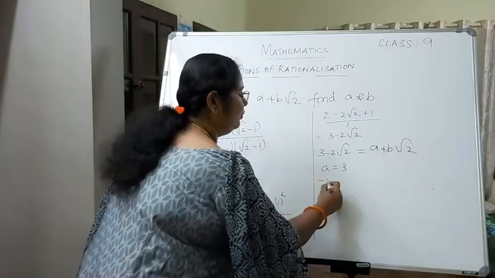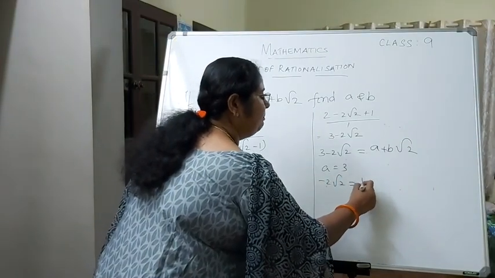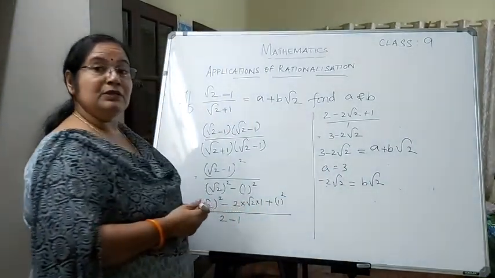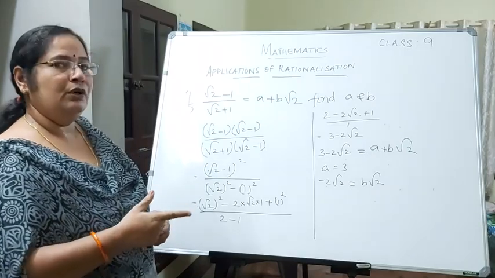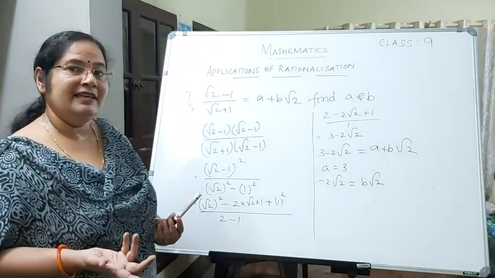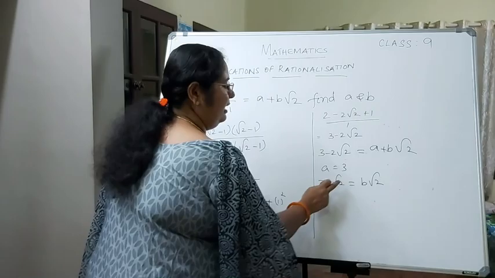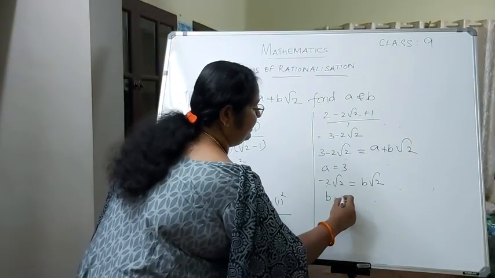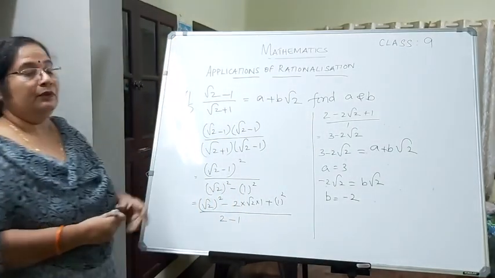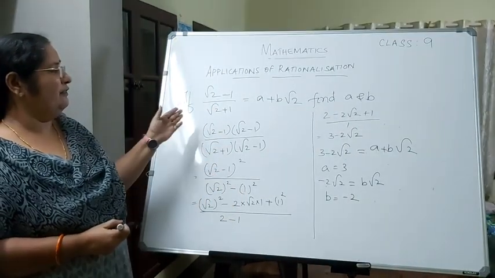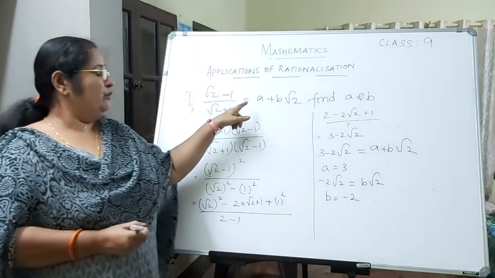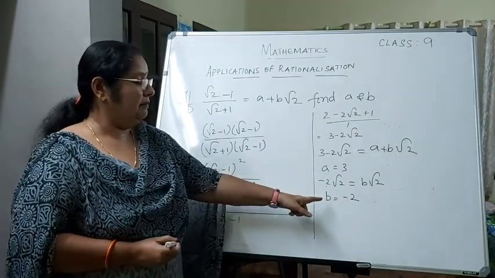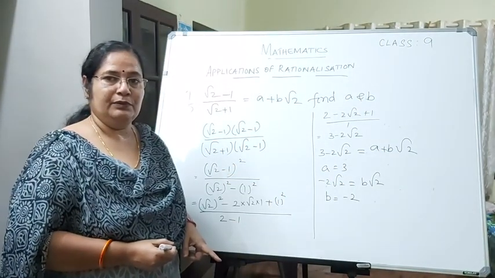Minus 2 root 2 is the same as B root 2. So what would be the value of B? Root 2 is the same here. So what will B be here? Minus 2. So the value of B is minus 2. So after rationalizing the left hand side, we have found the value of A as 3 and B as minus 2. Is it clear?